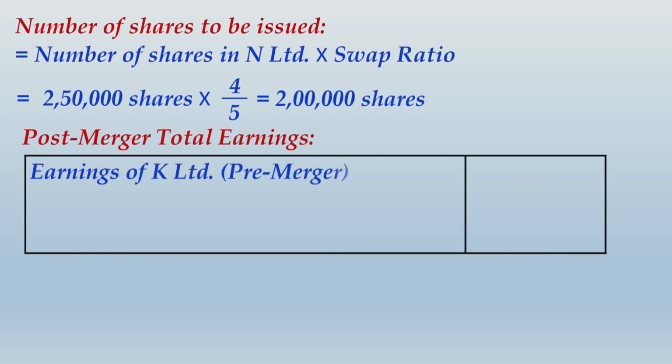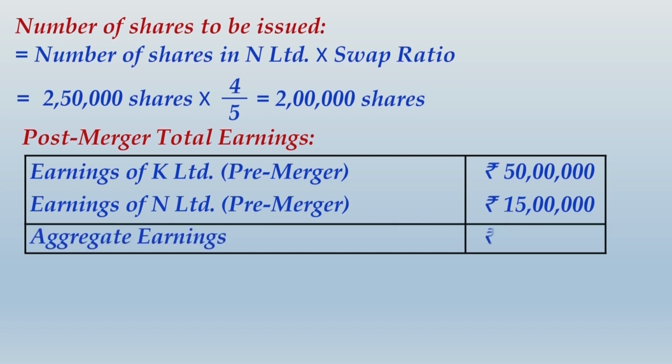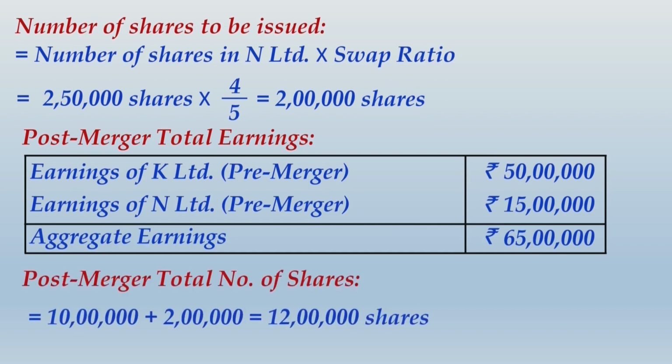Post merger total earnings will be simply the aggregate of earnings of both the companies pre-merger, and there are no synergy advantages, so aggregate earnings would be 65 lakhs, and that will be considered as post merger total earnings. We also work out the post merger total number of shares, that will be 10 lakh plus 2 lakh, that is 12 lakh shares after the merger. So write up this much and then we shall move ahead.